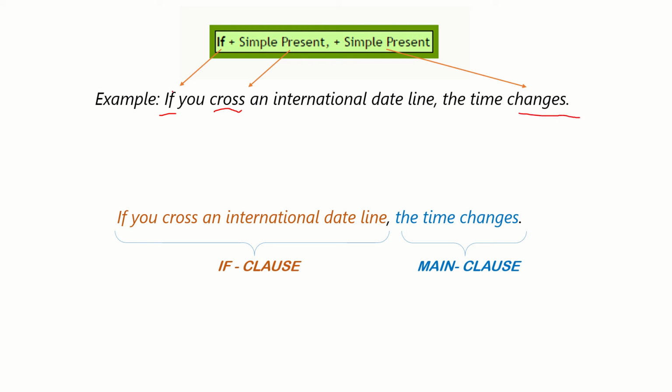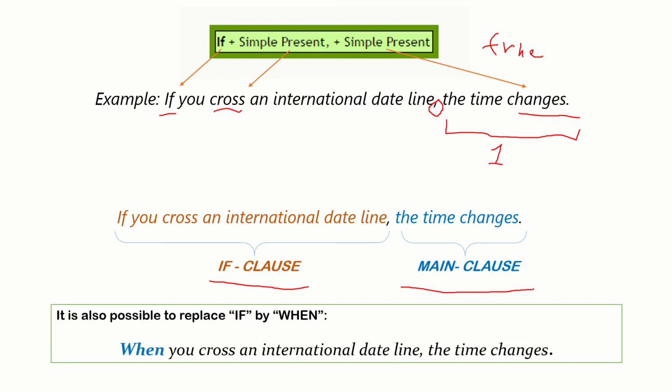So the formula here, you have if, simple present, and again simple present here. It's important to know that there is a comma here, but if you start with this one first, you don't need that comma. The time changes if you cross an international date line. So here we say this is true. All right. So if you cross an international date line, that's the if clause. The time changes. That's the main clause.